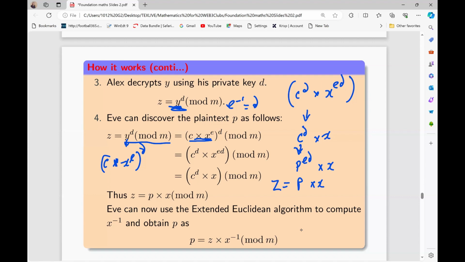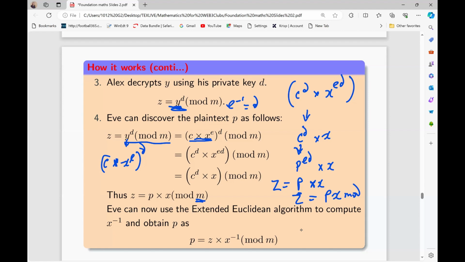So you now have P. In fact, to get P, you just need to make it the subject of the formula by dividing both sides by X. And since this is modular arithmetic, we don't multiply by the inverse. What we do, we just use the extended Euclid's algorithm and find what P is, because this is the same as P times X is Z mod M.